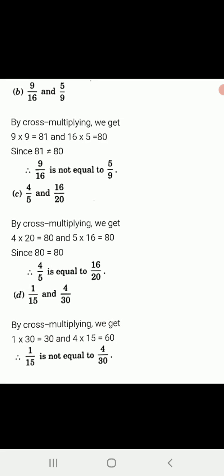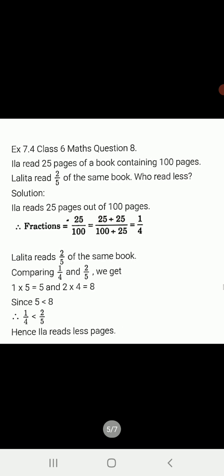Question D. 1 by 15 and 4 by 30. Cross multiplication is the process. 1 into 30 is 30. 4 into 15 is 60. So here 30 is not equal to 60. Therefore, 1 by 15 is not equal to 4 by 30. Question 8.